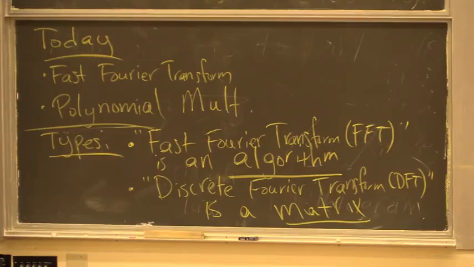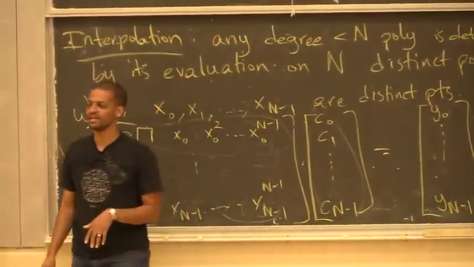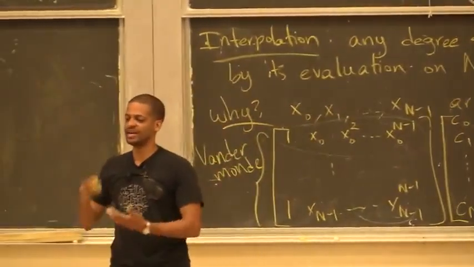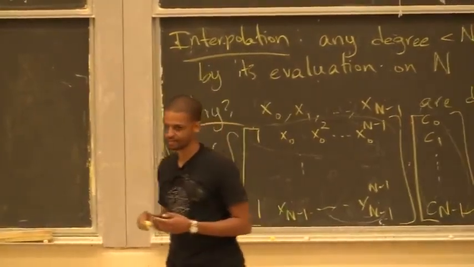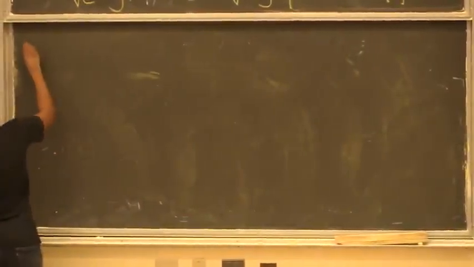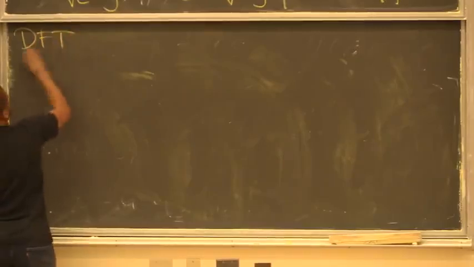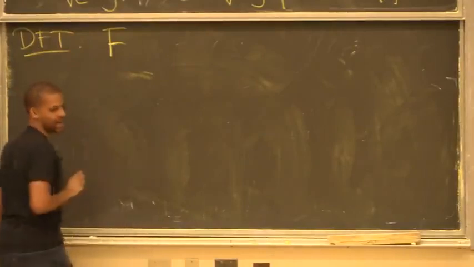And I told you the DFT is a matrix. In particular, it's a Vandermonde matrix. So multiplying the DFT times C does correspond to evaluating C on n different inputs, on n different points. What are those points? So the DFT matrix F is an n by n matrix.